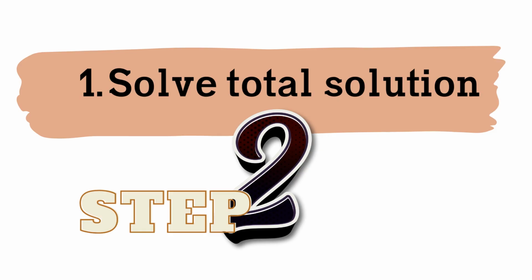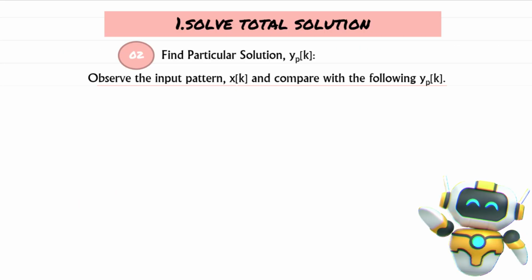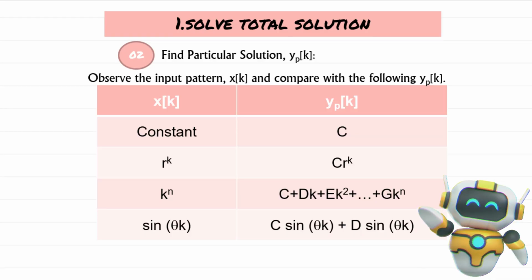Step number 2 is to find the particular solution. To find the particular solution, you have to observe the input pattern x[k] given in the question. Compare the input pattern and select the equation for the particular solution.